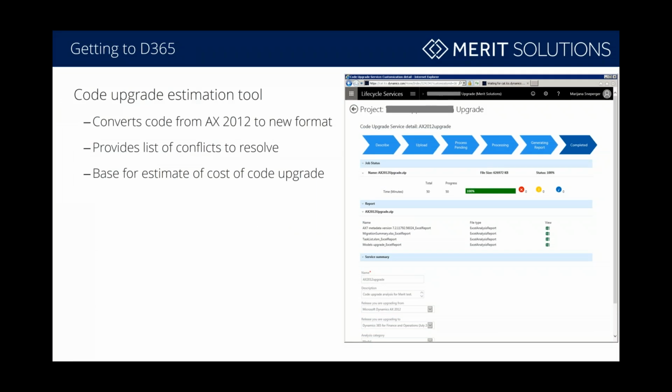Josh, let's go to the next one. So then obviously after the data gets upgraded, you need to look at dealing with the code. There is a tool that'll go in and take a look at what it's going to take to upgrade the code. It provides a list of conflicts that need to be resolved, and really this ends up being a basis for estimating the cost of the upgrade.